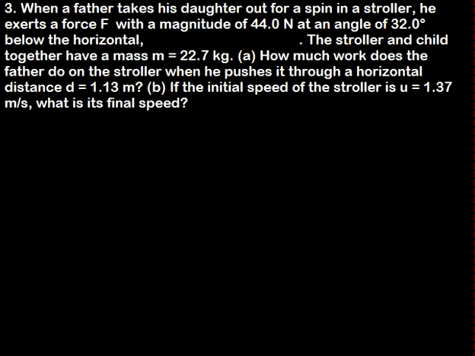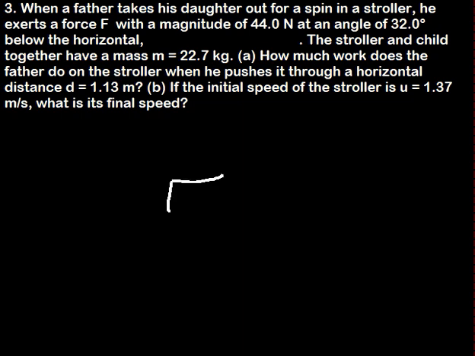So now let's say this is the case. A father takes his daughter out for a spin in a stroller, and he exerts a force F with a magnitude of 44.0 newtons at an angle of 32 degrees below the horizon. The stroller and the child together have a mass of 22.7 kg. So in this case, we have to come up with a free-body diagram showing the system.